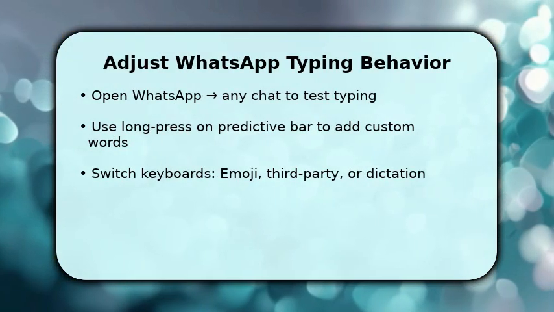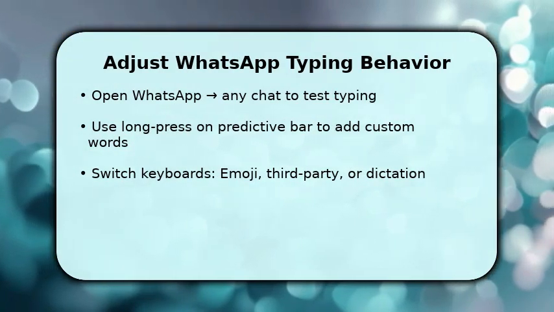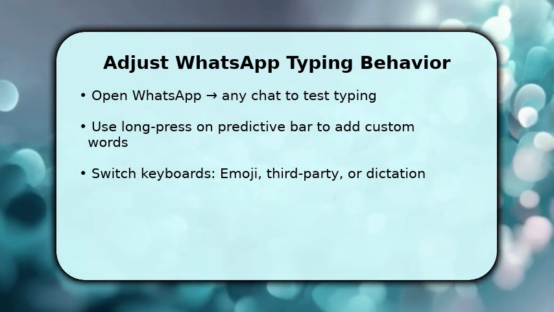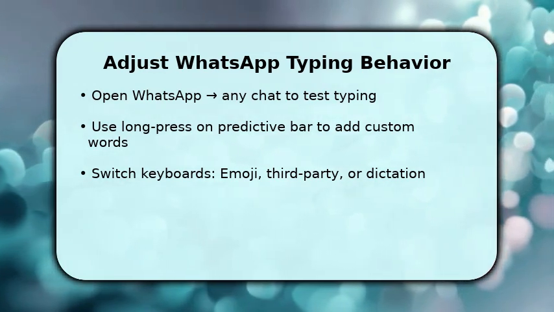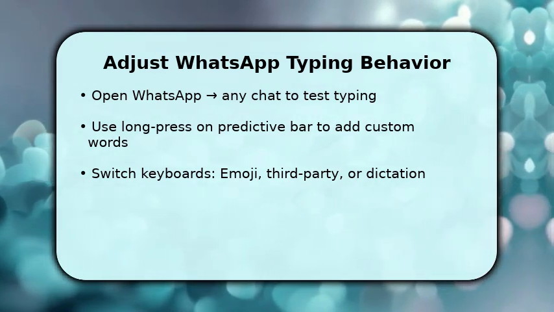Now refine how text correction interacts with WhatsApp. Open any chat and type a few sentences to observe autocorrect and predictive suggestions. Tap a suggestion to accept it.